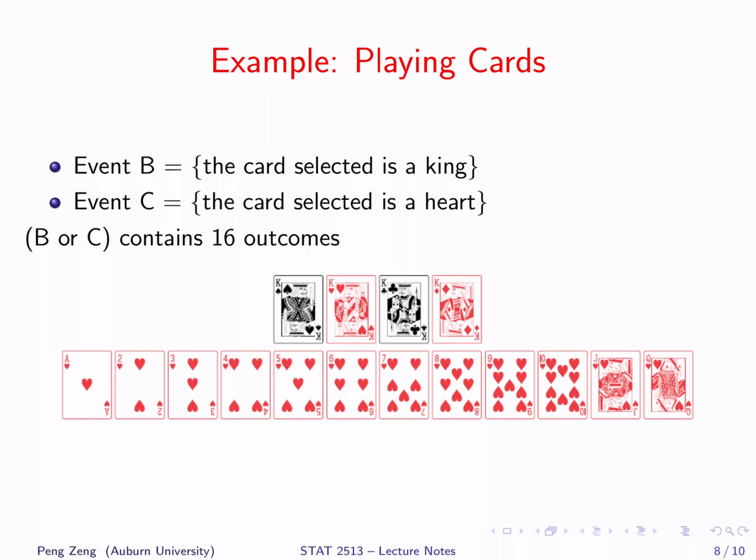What is B or C? By definition, we should put events B and C together and then eliminate any redundancy. The event B has 4 cards and event C has 13 cards. We combine them together. Notice that the king of hearts is in B and also in C. We only need to include it once in the final event. Therefore, we have 16 cards in the event B or C.